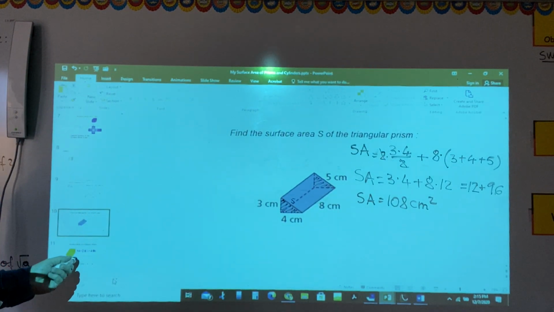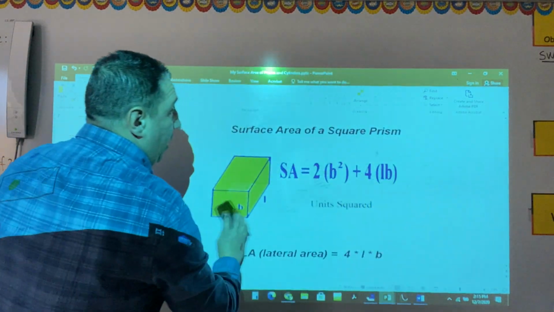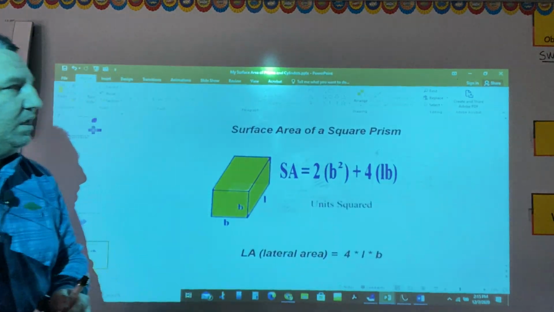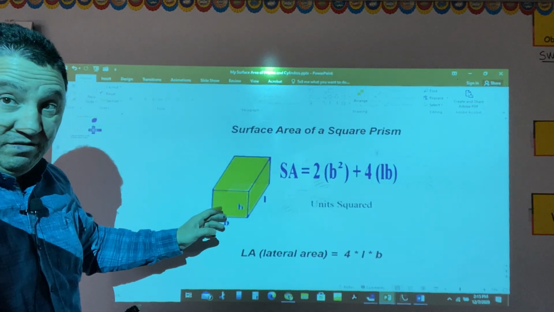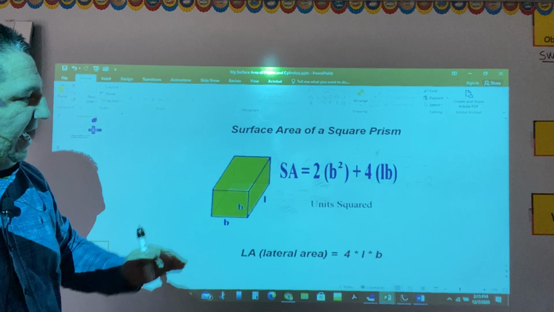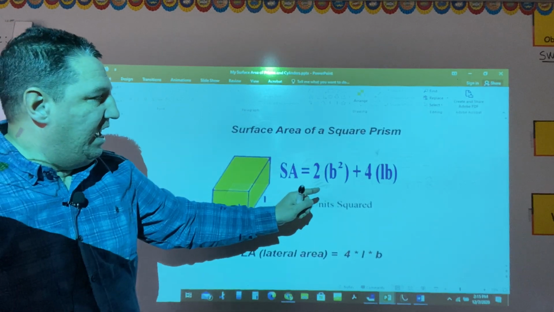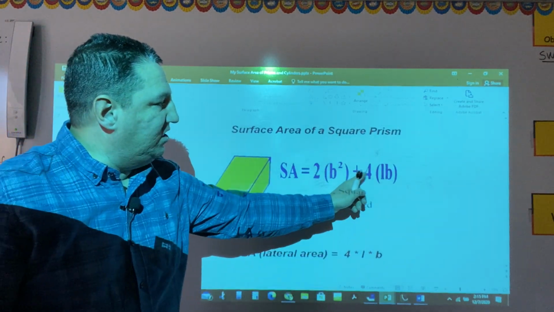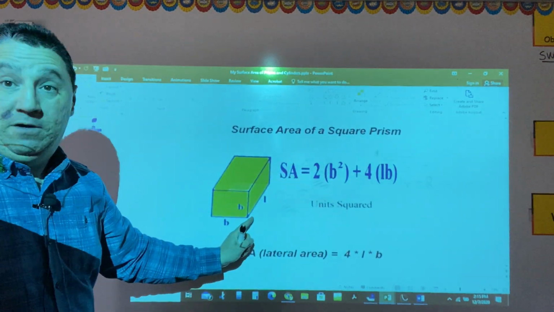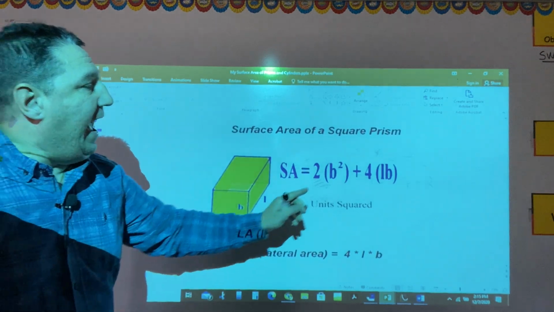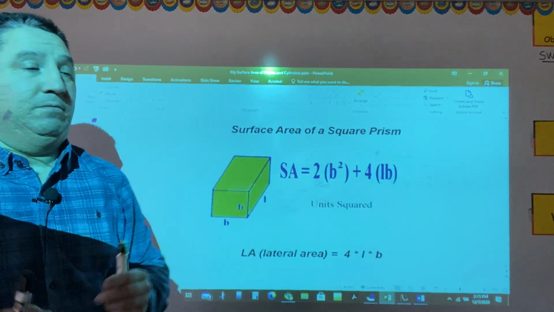Good. Another type of prism is square prism. What is a square prism? It is a prism whose bases, or ends, are squares. For a square prism, we have this formula for surface area: 2 times b squared plus 4 times L times b, where b is the side of the square, the base. L is the distance between bases, between ends.